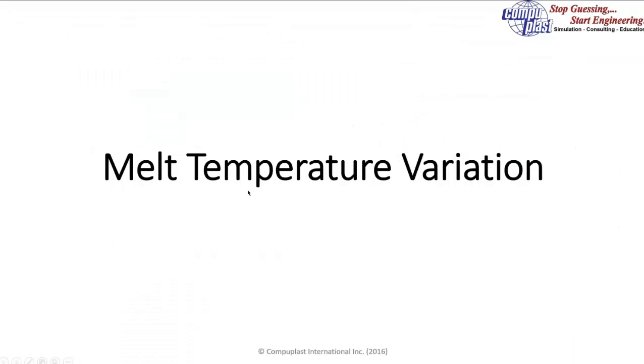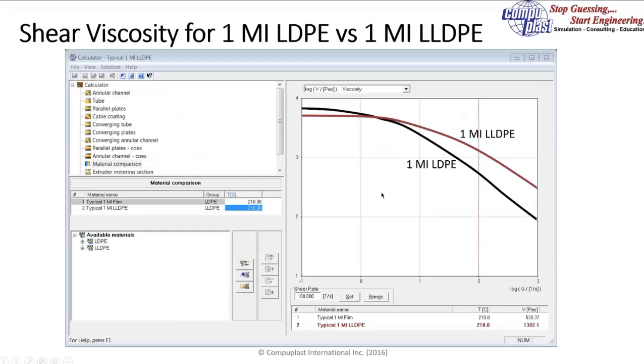The next topic is melt temperature variation, and it probably accounts for, I would say, close to 80% of our consulting work and the problems that people face in the industry. And to demonstrate this, I want to use two 1 melt index materials, a 1 melt index low density polyethylene and a 1 melt index linear low density polyethylene.